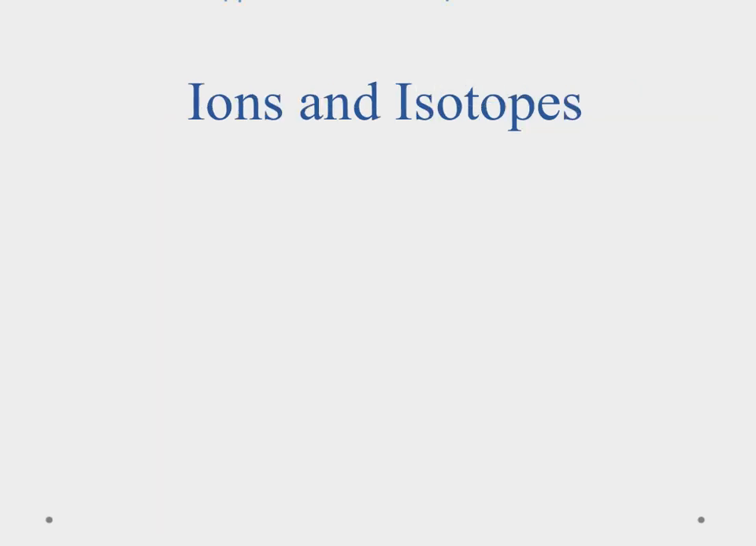Okay, lastly, we're going to talk about ions and isotopes. Before we do that, I want to remind you about our friend, the proton. The proton has a positive charge. It's found in the nucleus, and it's the defining characteristic of an element. If we change the number of protons, we change which element we have. So that's not something we want to play around with.